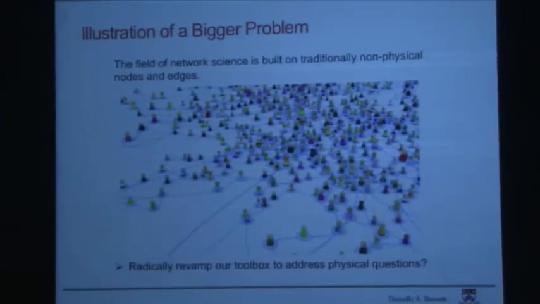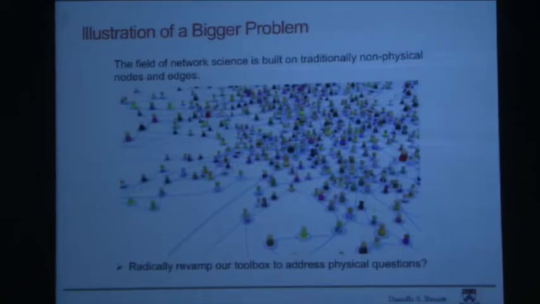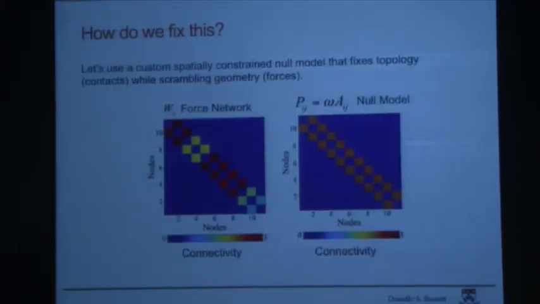I wanted to say that this illustrates a bigger problem that I'm really interested in, which is that the field of network science is built traditionally on non-physical nodes and edges. And so I really think that there's a lot of space to radically revamp that toolbox to account for physical structures and physical laws, physical rules. So that's kind of my soapbox. I think there's a lot of work to do here, and I think it's really interesting. Okay, so how can we fix that problem?